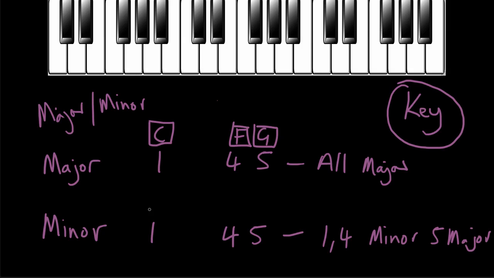And in our example, we chose A minor. And so that means that the 1st triad, the triad built on the 1st degree of the scale, will be A minor. The triad built on the 4th degree of the scale will be D minor. And the triad built on the 5th degree of the scale will be E major.